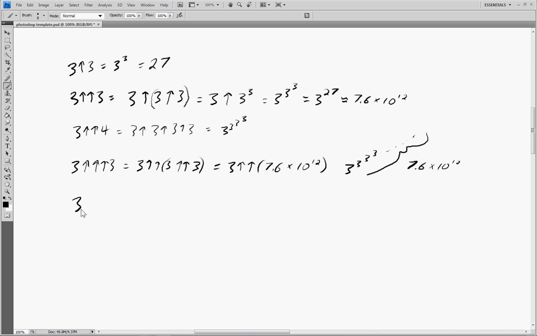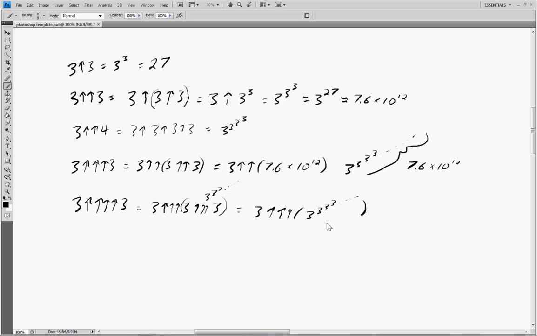Let's do 3 quadruple up arrow 3. Same thing. Write down 3 3s, separated by n-1 arrows, which in this case would be 3. And we put our brackets around. And now we know that this is that crazy tower of 3s. So let's just write a little... So we can rewrite that as 3 triple up arrow, crazy power tower of 3s, we'll call it.